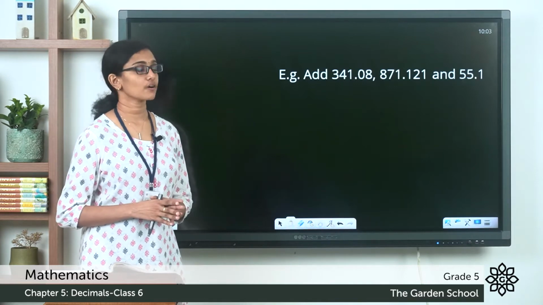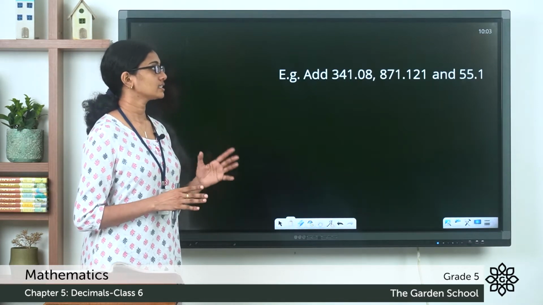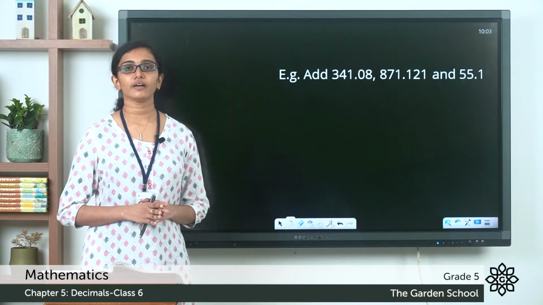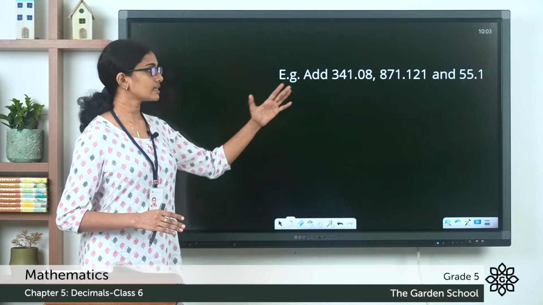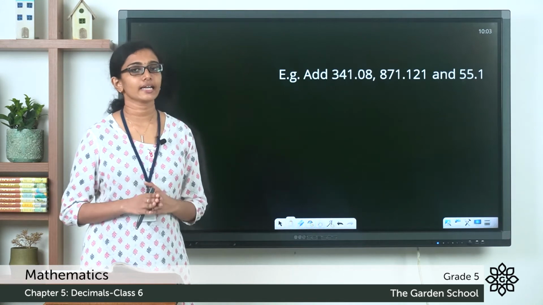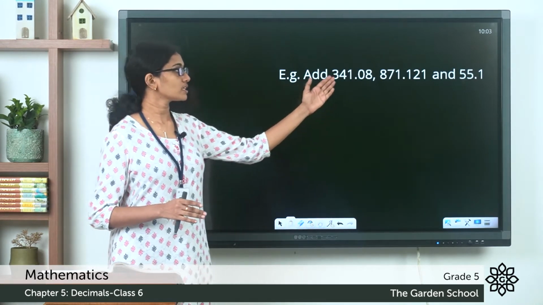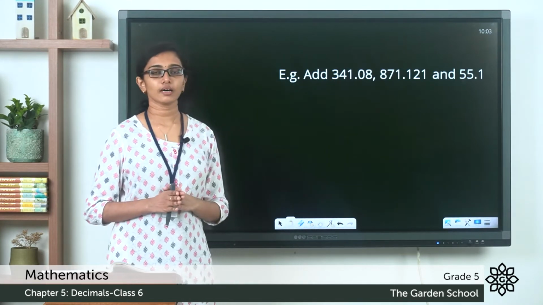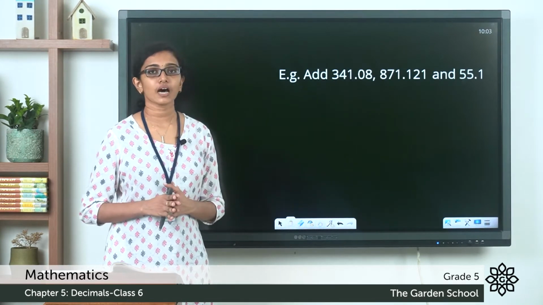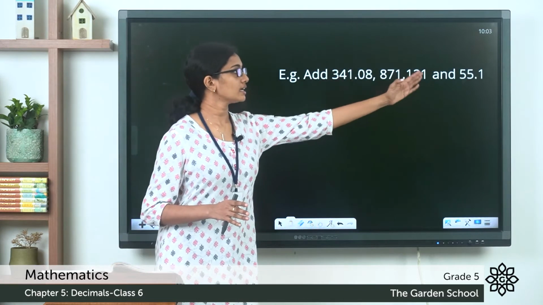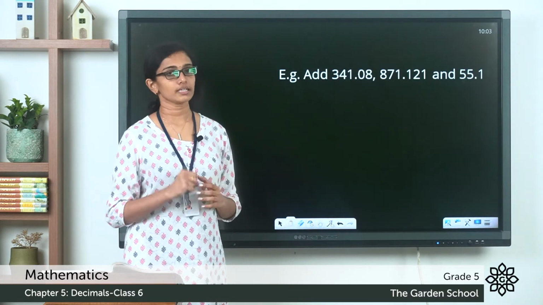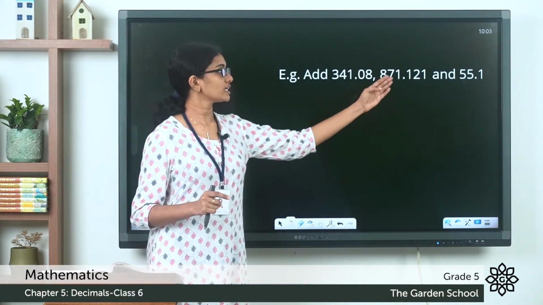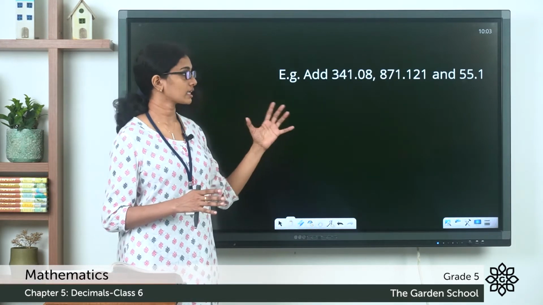Add 341.08, 871.121 and 55.1. The given decimal numbers here are unlike decimals. See, the first number has 2 digits after the decimal point, whereas in the second number there are 3 digits after the decimal point, and in the third number there is only 1 digit after the decimal point. So there is a maximum of 3 digits after the decimal point in the given numbers.